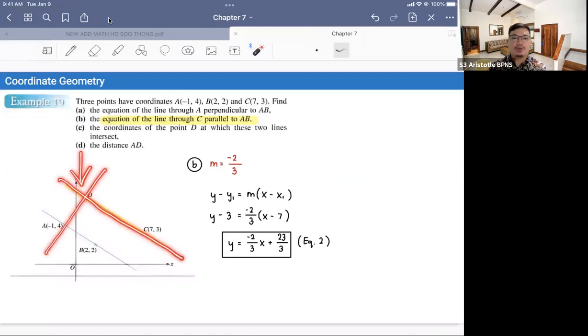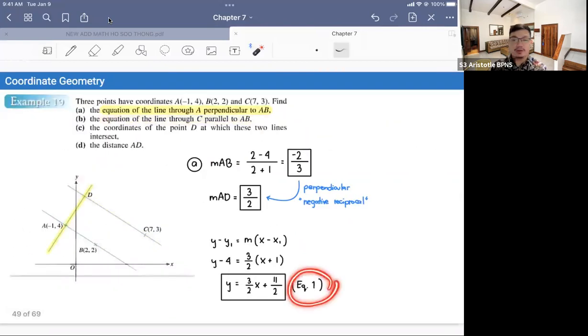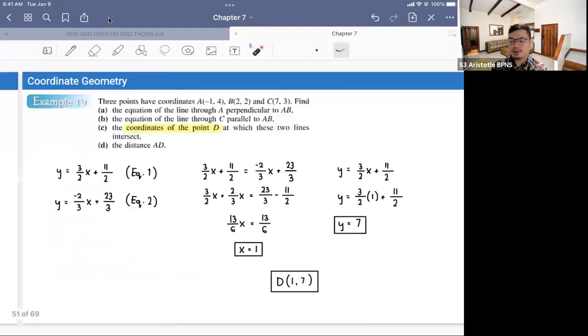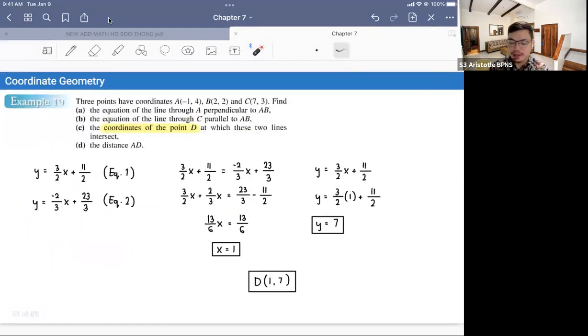So again, we solve this simultaneously. That's why I have this equation 2 here and then equation 1 over here. So you have your two equations. We need to solve them simultaneously for the x and y values of point D. So, this is equation 1, this is equation 2, right? They're both equal to y. So here, I'm just going to solve them together.